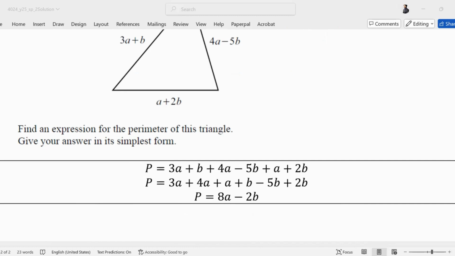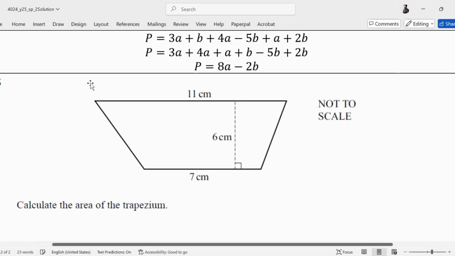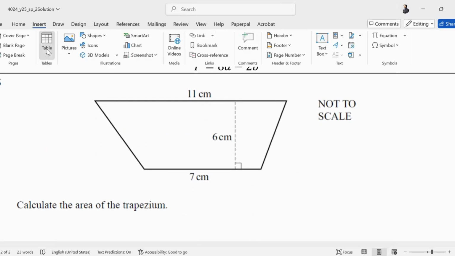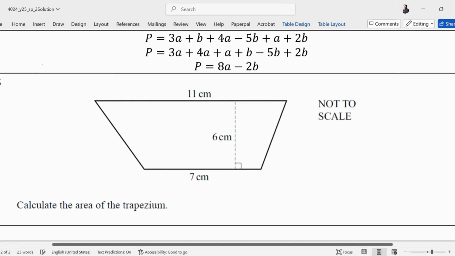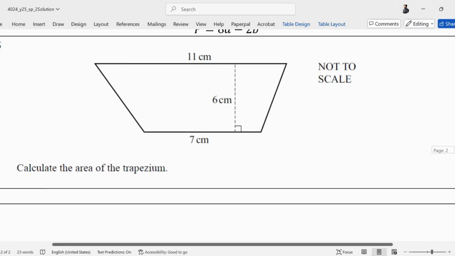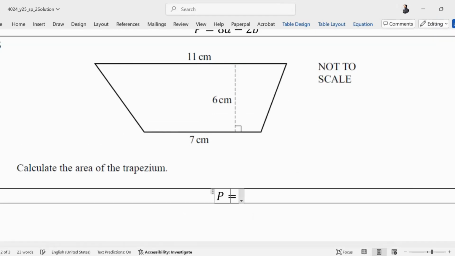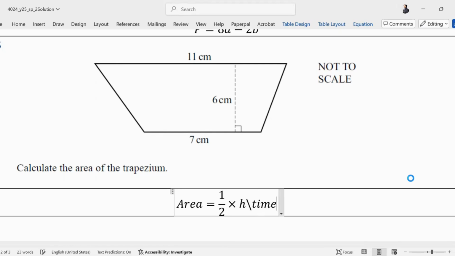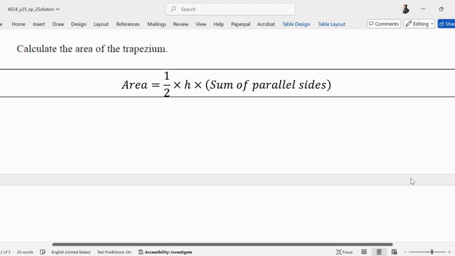And then question number 6 wants us to find the area of the trapezium. Again, as I told you, I'm not only solving the questions, I'll try to refer to the concept that is involved in solving the question as well. So the area of a trapezium is half into height into sum of parallel sides. Now, sum means I'll add them.